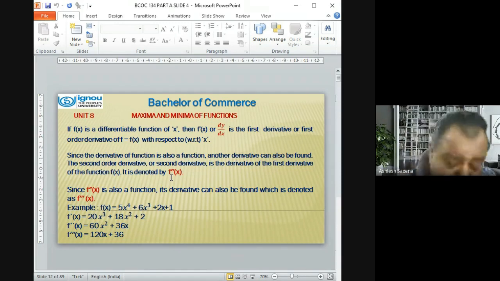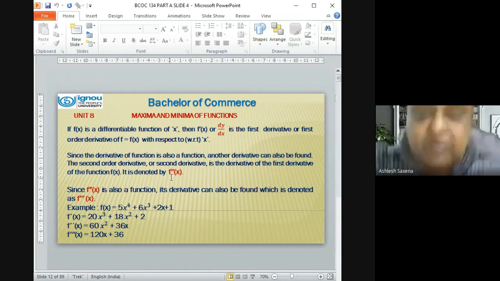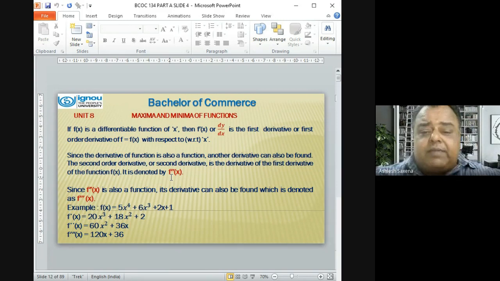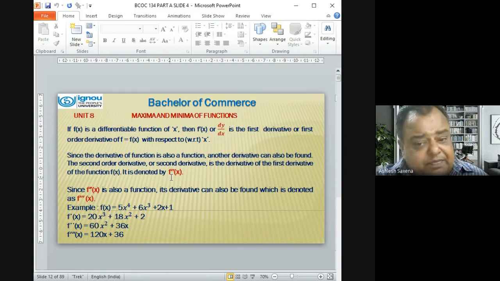You can see over here, the function is f(x) equal to 5x power 4 plus 6x cube plus 2x plus 1. When we find the first derivative, it will be 20x cube plus 18x square plus 2. Again differentiating, the second derivative f double dash x is equal to 60x square plus 36x. Now, the third derivative f triple dash of x is equal to 120x plus 36.